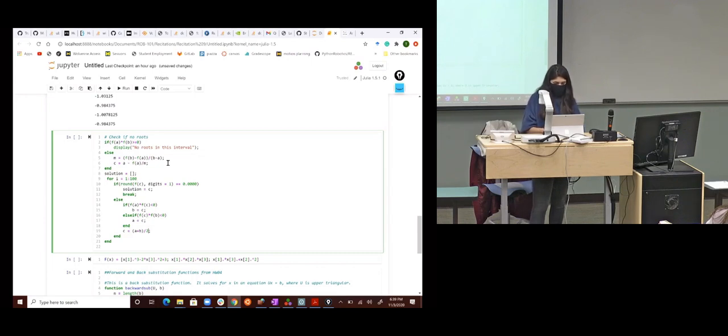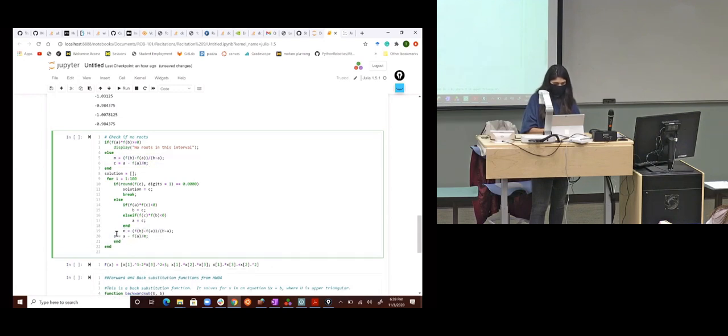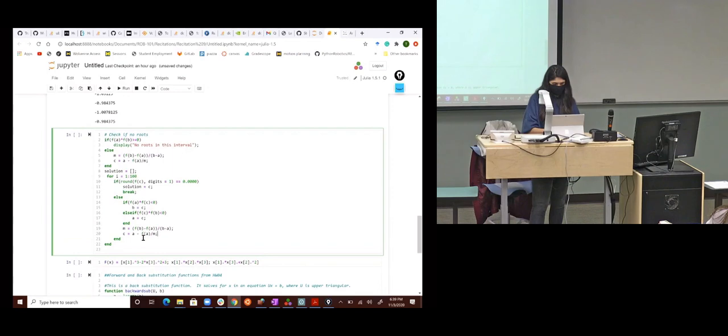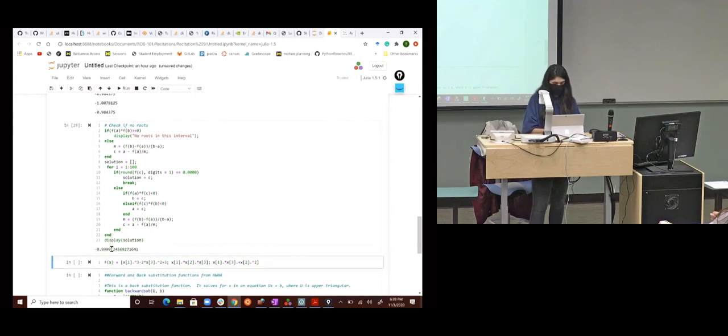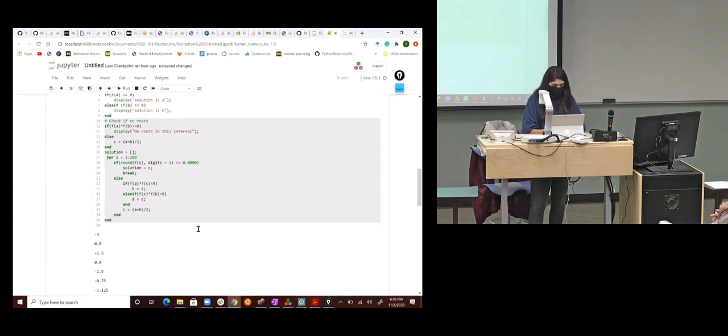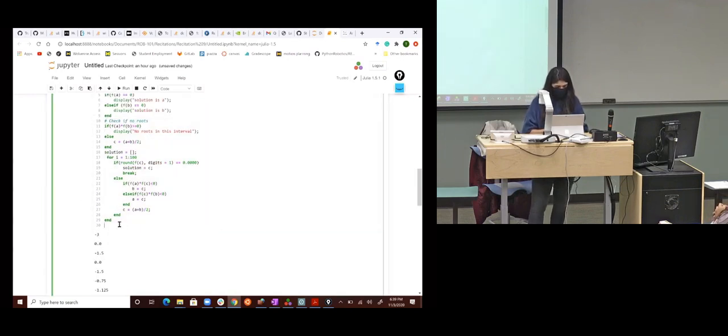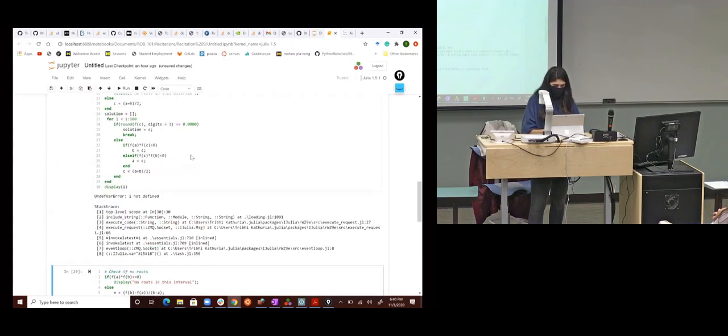We do all the same things here, but then in our update rule, we're gonna update it with the modified algorithm. And then we say display solution. Got the same solution. But was it faster? Well, we can check the number of iterations that this took.